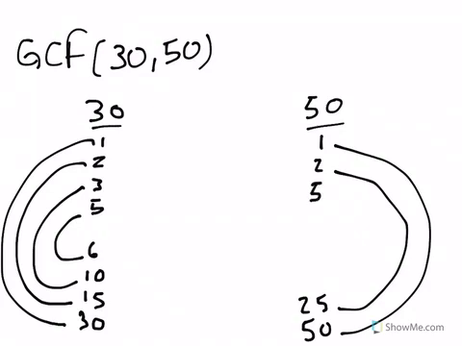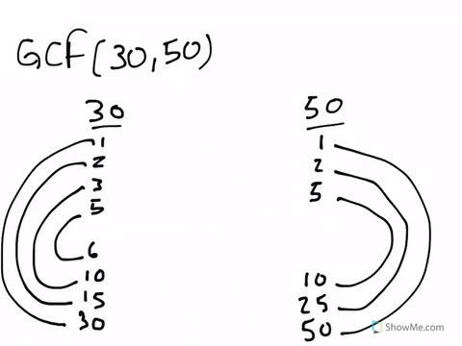I do know that 5 times 10 is 50. 6 is not a factor. 7, 8, and 9 are not factors. So now I'm at 10, which I already have written down, so I can stop right there.